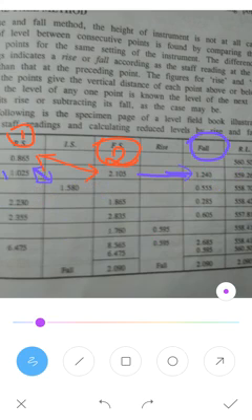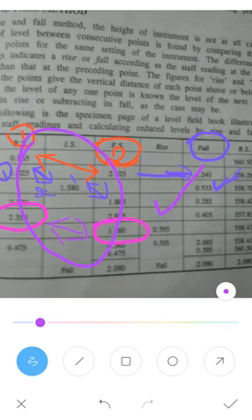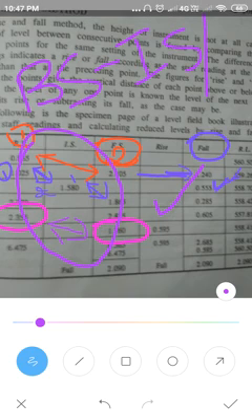Just remember this. All the time, whether you do any subtraction or addition, whatever subtraction you take, you should take it in this fashion only: BS minus IS or FS. You have to keep it in mind. BS minus IS or FS.